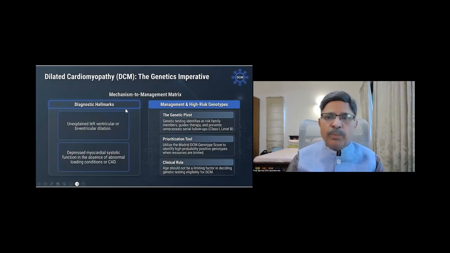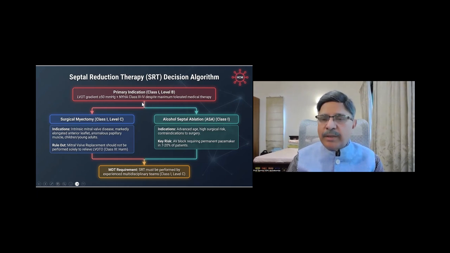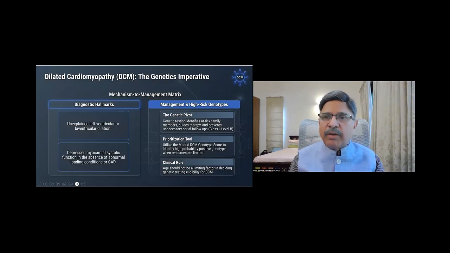Okay. Now, the second one is DCM. Now, we have changed from the red there, HCM. See, look at the icon there. The second one is DCM. That is the blue we have put. Management matrix: dilated cardiomyopathy. Genetics are imperative, whereas in HCM, genetics may not be required.